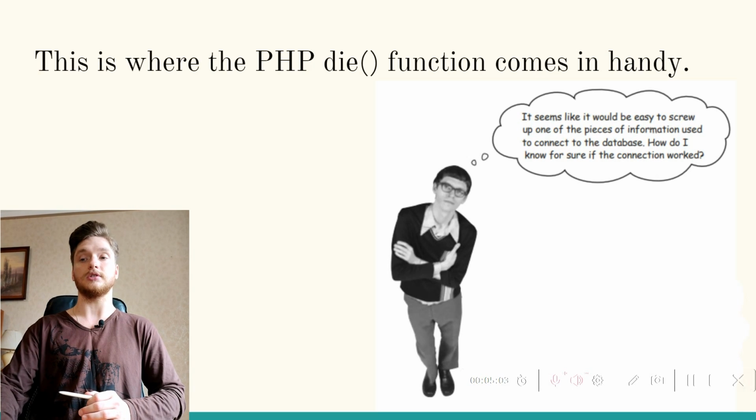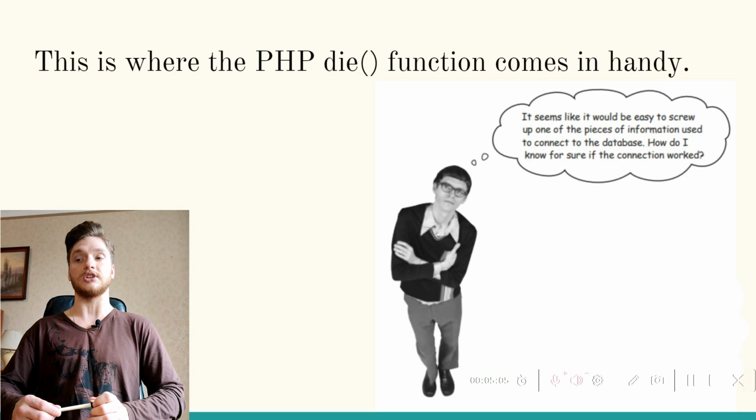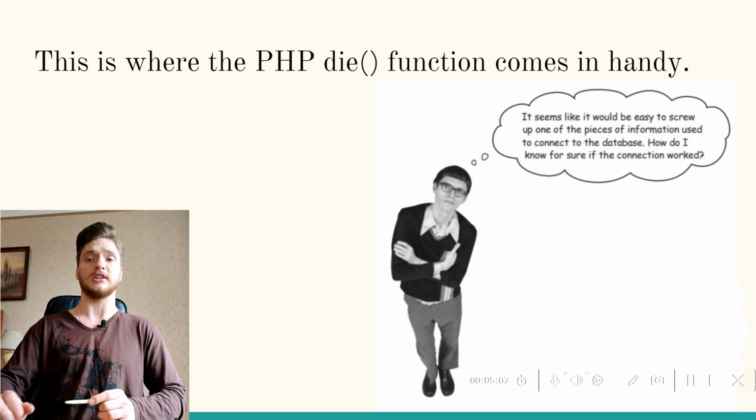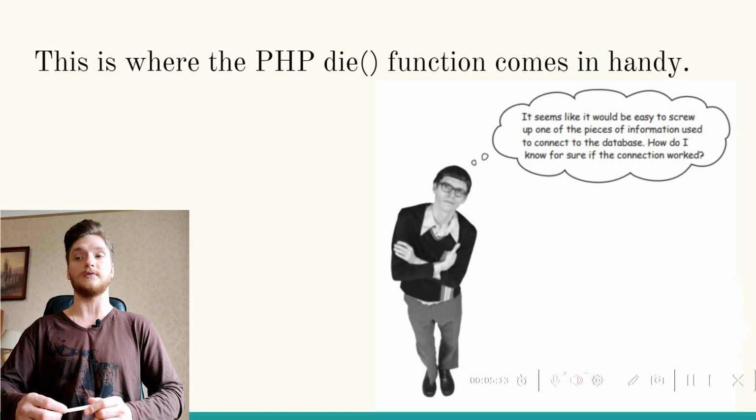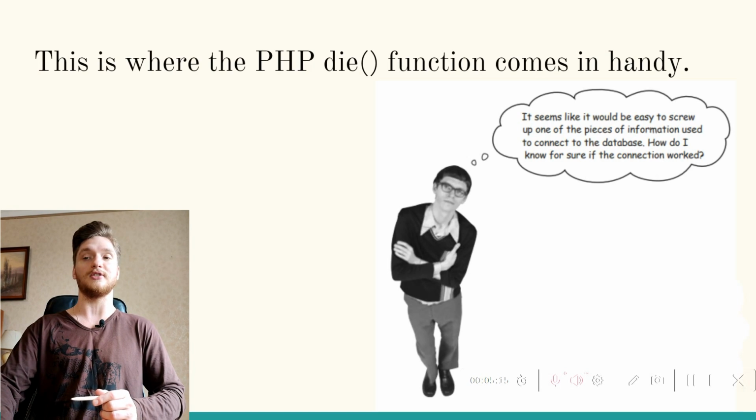If something is wrong with one of the 4 connection variables for mysql_connect, or if the database server can't be located, the die function will stop the rest of the PHP script from running and show the error message in parentheses.